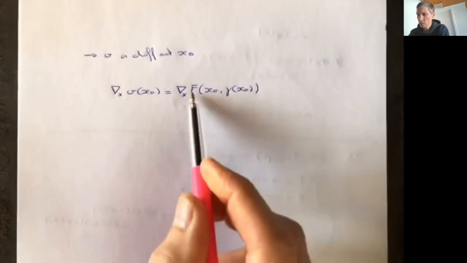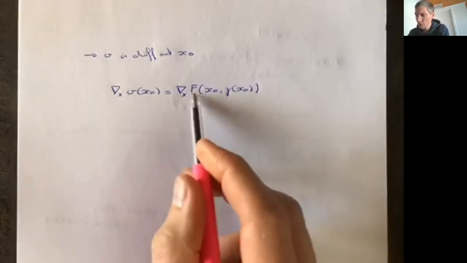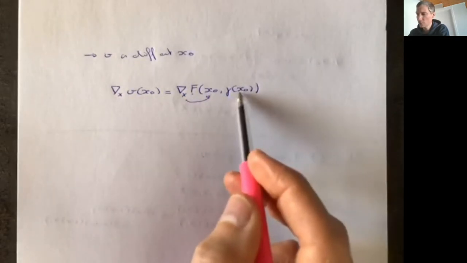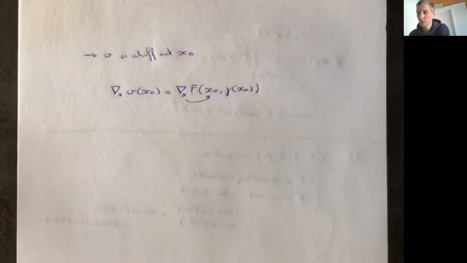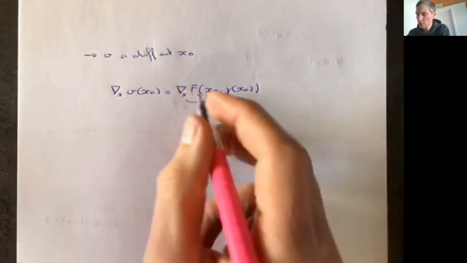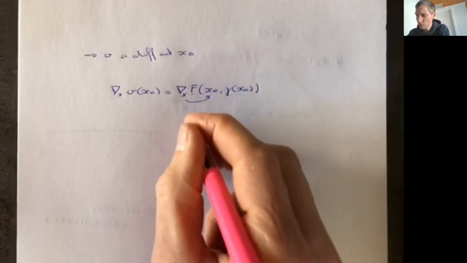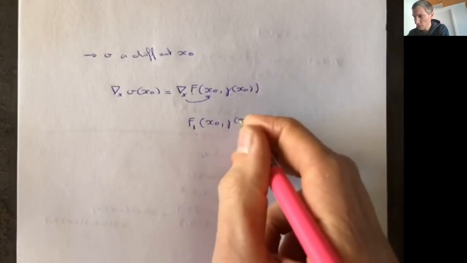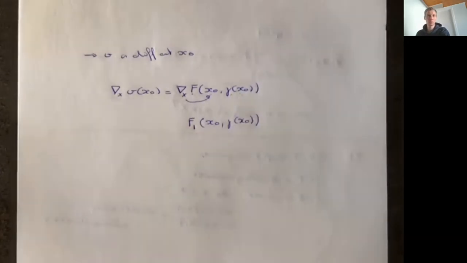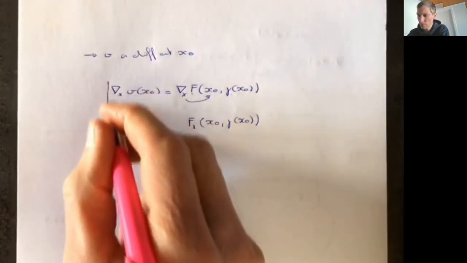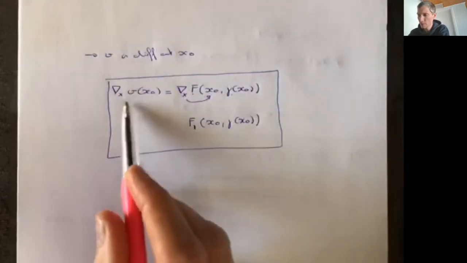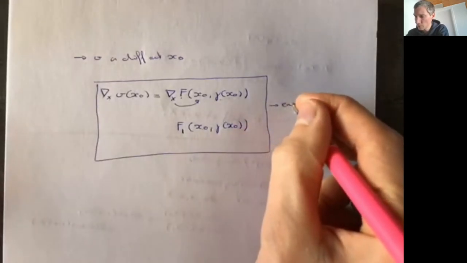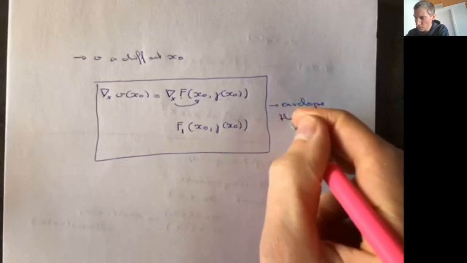Okay, so here, what does this mean? This means that f has two arguments. I'm taking here the derivative with respect to the first argument, keeping the second argument fixed. Okay, so this is important. So if these are two scalars, well, basically what you do is you take the derivative of f with respect to the first argument, and then you have x0, gamma of x0. Okay, so this is what we have. So we have that V is differentiable and the derivative is equal to this. And this is also known as the envelope theorem.